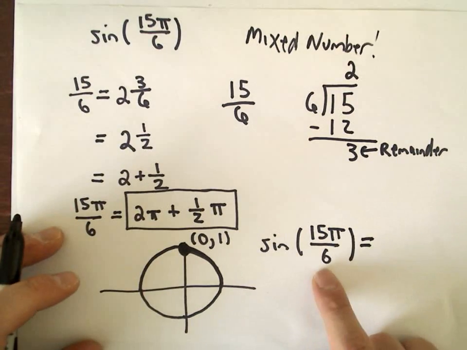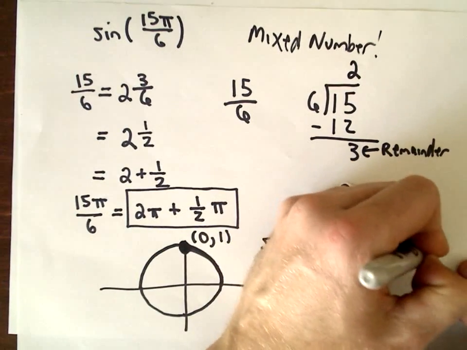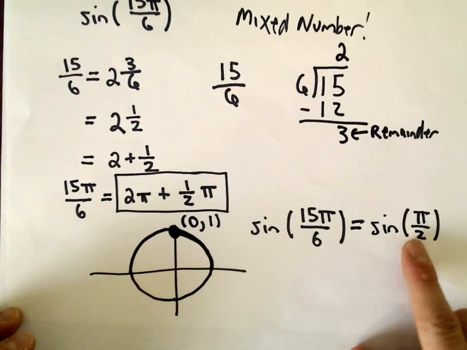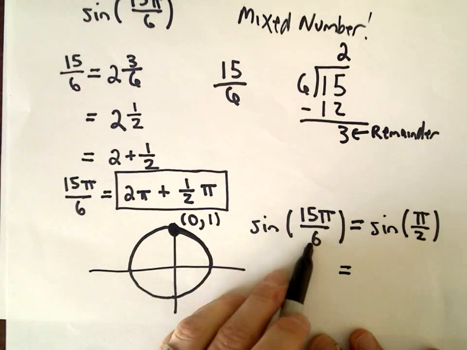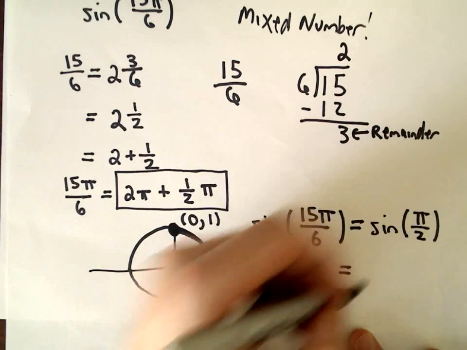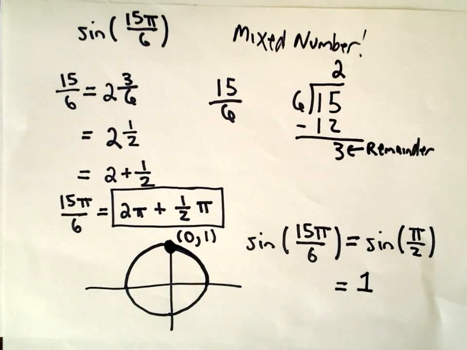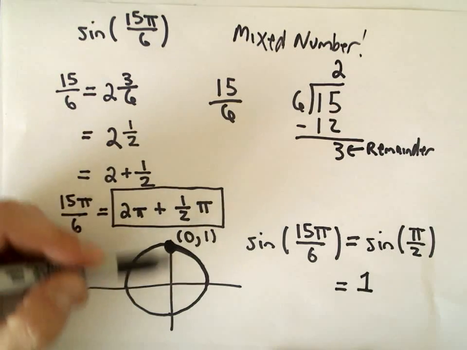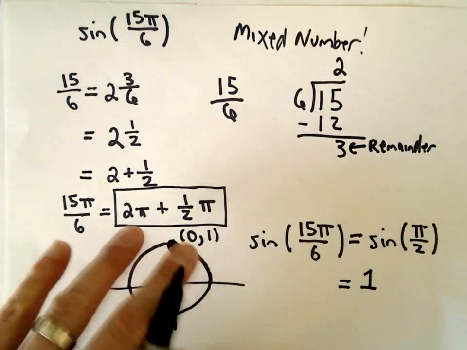So sine of 15 pi over 6 is going to be the exact same value as sine of pi over 2, because it puts me at the exact same place on the unit circle. Well, sine of pi over 2, again, sine has to do with the y-coordinate. So sine of 15 pi over 6, or equivalently sine of pi over 2, is going to equal 1. So the moral of the story here, and this is what I'm going to do in every example, is I'm going to make it into a mixed number, think about where that puts me on the unit circle, and then get my value from that. Okay, so let's do the other ones.